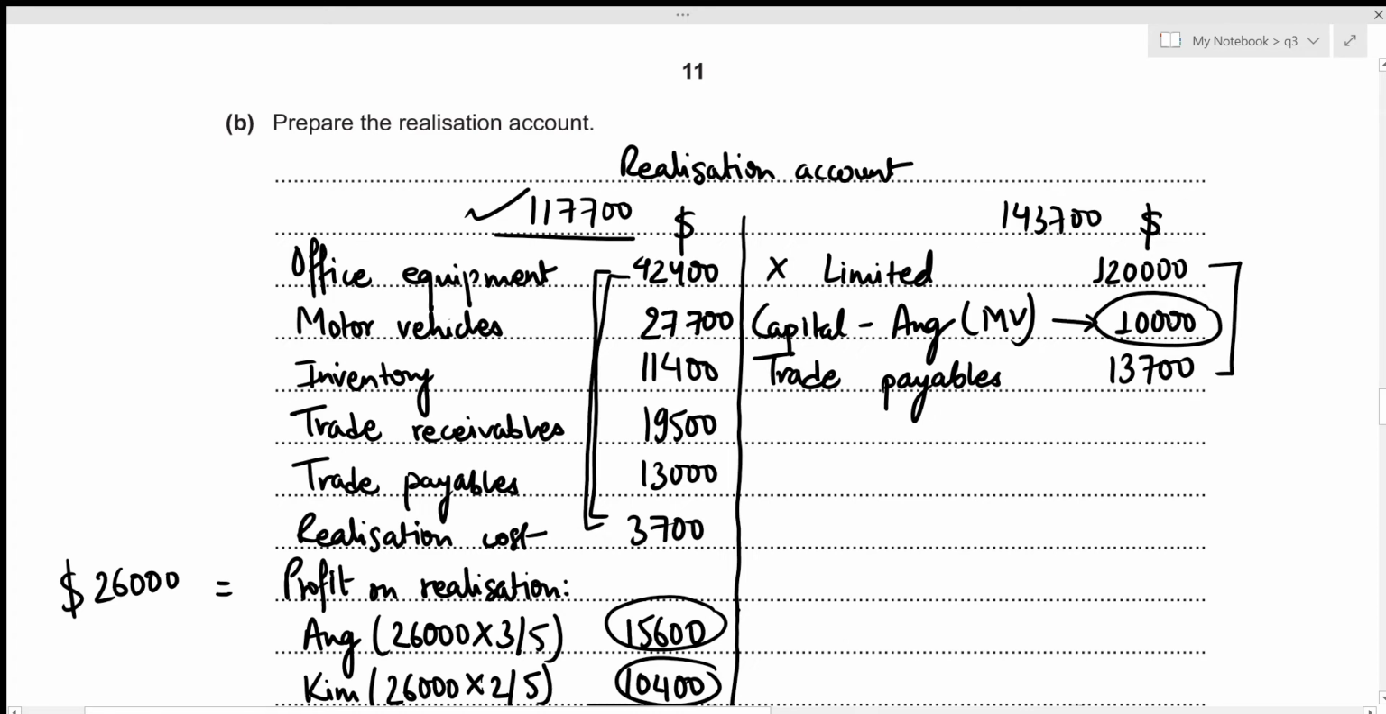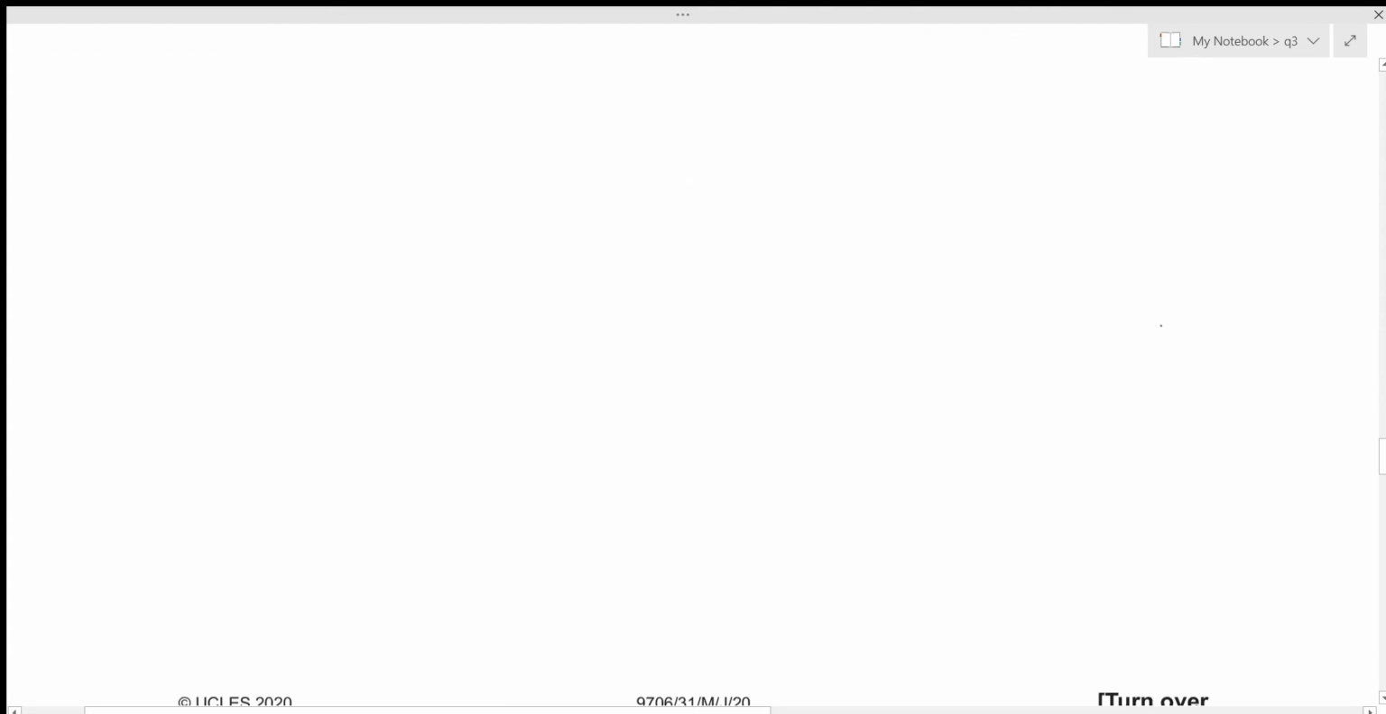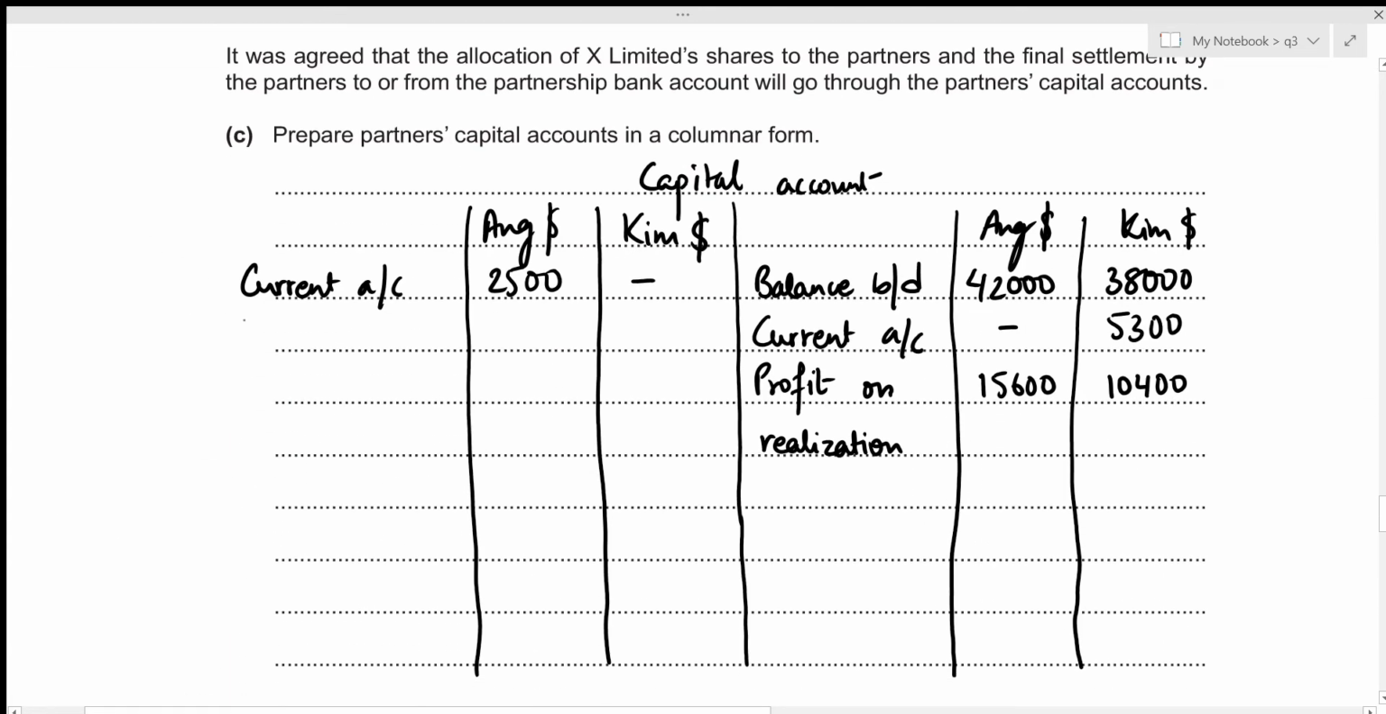And this payment will definitely reduce her capital account balances. So this motor vehicle taken over will be recorded on our debit side. Let's do that. So we have motor vehicle taken over by Ang at the value of 10,000. All right. I think these are all the events to be recorded on our capital account.